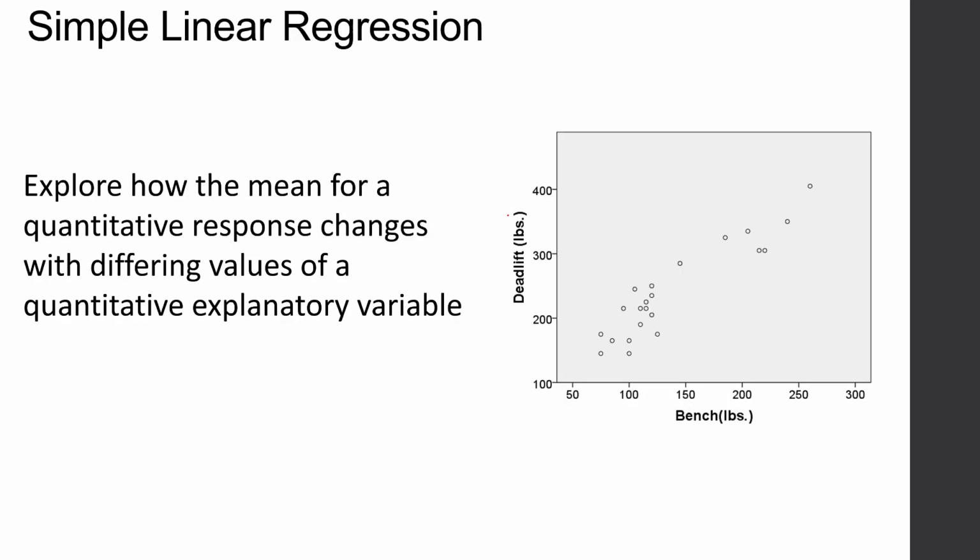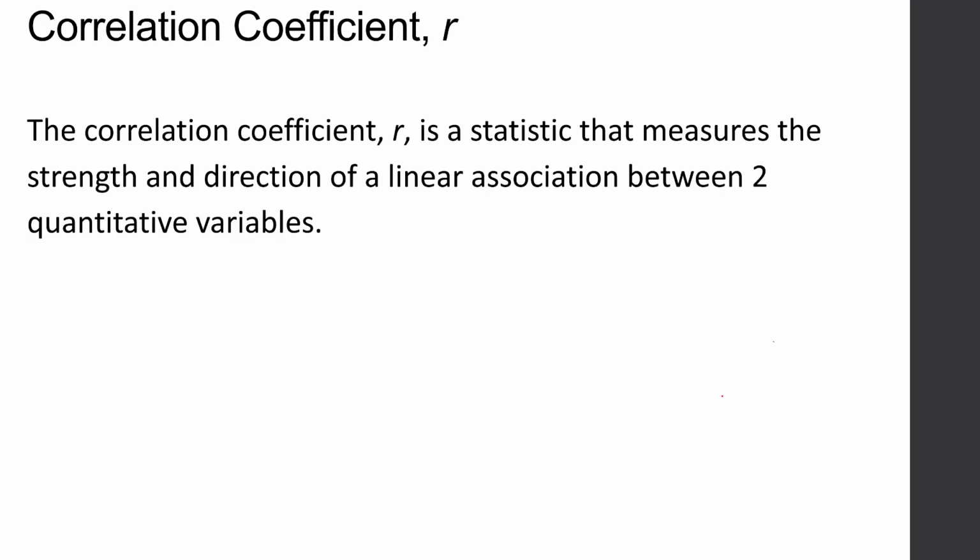In simple linear regression, we're going to explore how the mean for a quantitative response changes with differing values of a quantitative explanatory variable. So it's going to be kind of like ANOVA, only with a continuous set of categories on the x-axis, if you will, a quantitative explanatory variable. Here we've got an example where we're looking at deadlift personal records as our quantitative response and bench press personal records as our quantitative predictor. But before we learn about regression, we're going to talk about something called the correlation coefficient, R.